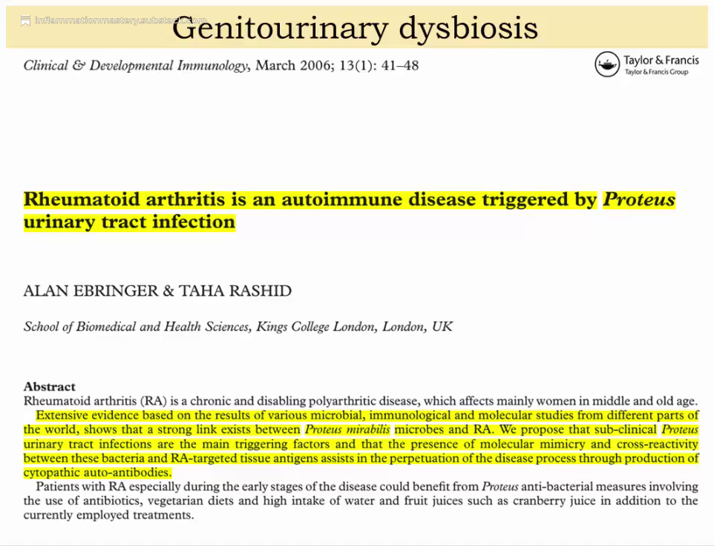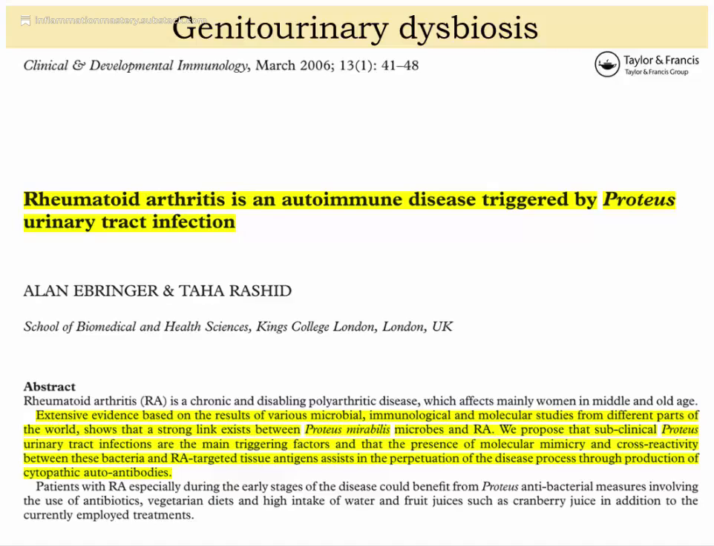We propose that subclinical Proteus urinary tract infections are the main triggering factors, and that the presence of molecular mimicry and cross-reactivity between these bacteria and rheumatoid arthritis targeted tissue antigens assists in the perpetuation of the disease process through production of cytopathic autoantibodies. Now let's go on to the next paragraph, and you'll see some of the treatments that they recommend.